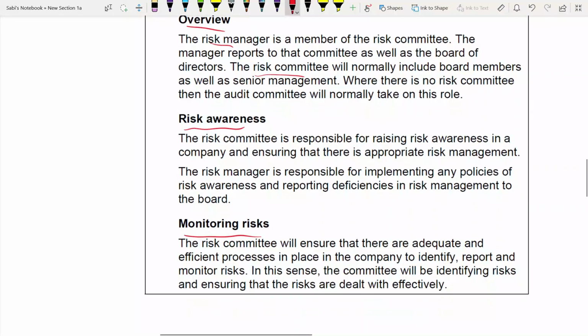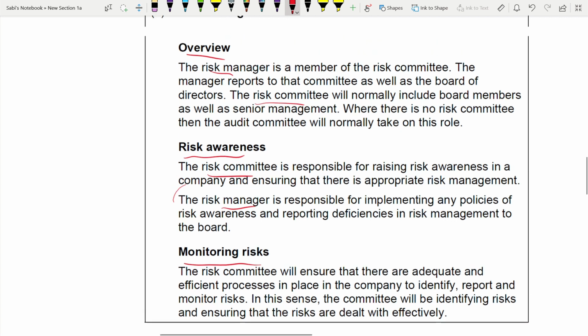So if you have seen all this answer, they start with risk committee, risk manager, risk committee, risk managers. Like that you do. Okay, but in different paragraphs. Do not put it in the same paragraph. So let's start with the overview.